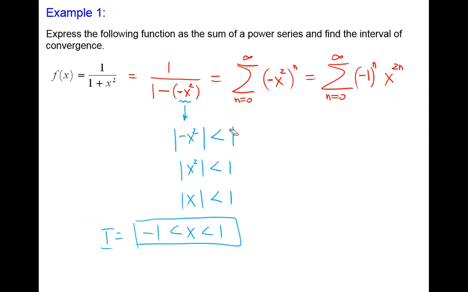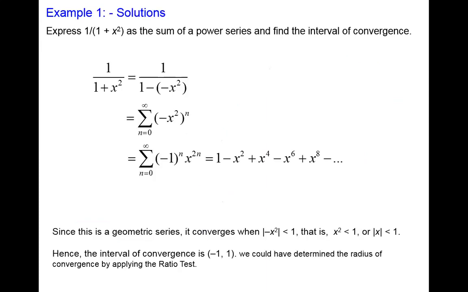But we can see I always start with this quantity. This quantity must be less than 1 in absolute value. That's based on the geometric property. Now let's look at the other example.